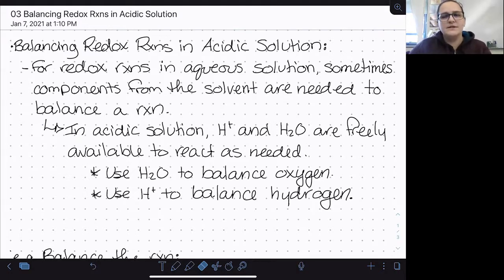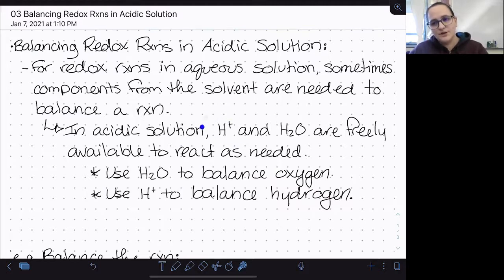And what actually happens in these cases is that because it's happening in an acidic aqueous environment, this reaction is surrounded by water. And because it's acidic, it's also surrounded by hydrogen ions, and it can use that. It can use the water, it can use the hydrogen ions that are present in the solution. Those things are freely available to react as needed. So you can bring in H2O and you can bring in H+ as reactants or products to help you balance it, because that is actually what happens. Those things are consumed and produced as part of these redox processes.